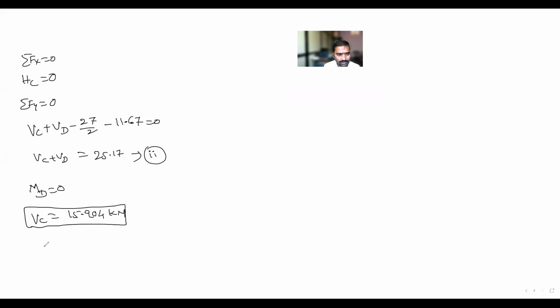So VC is done. Next is RD. Substitute it in equation number 2, so that you will get VD. VD is equal to 9.267. So you try these two: apply moment at point D, calculate VC, and substitute in equation number 2 to get VD. This is homework for you. You have to complete this one.